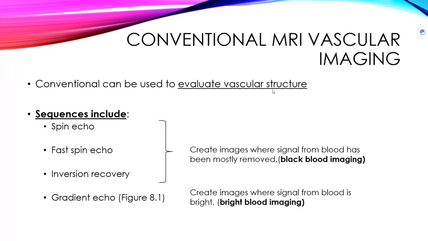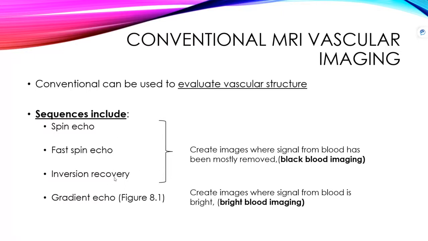We're looking at the structure of the vessels that we are imaging. So we can use spin echo, fast spin echo, inversion recovery, or gradient echo sequences to image the structure of the vasculature. That's a lot of different sequences that you can use, so you use whatever works for you and whatever you need from your image contrast. Notice that these 3 up here are termed black blood imaging. That's because all 3 of these are spin echo sequences.